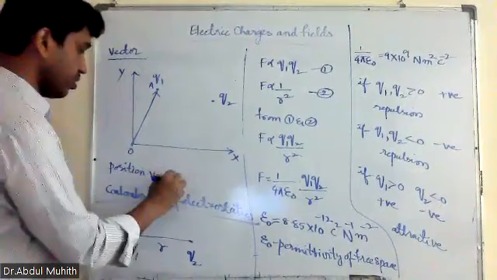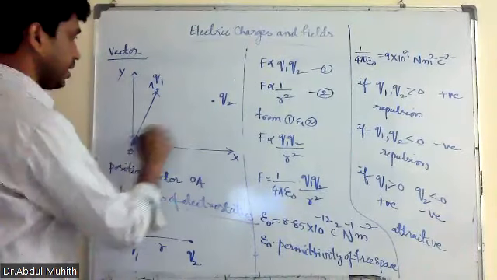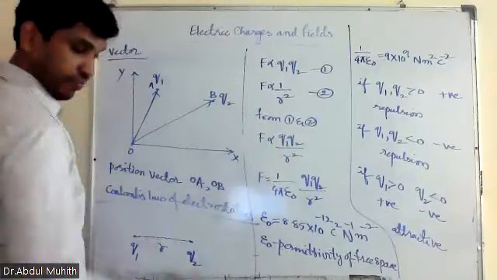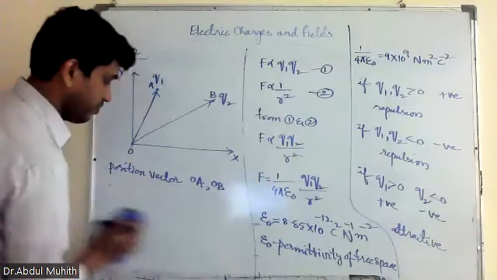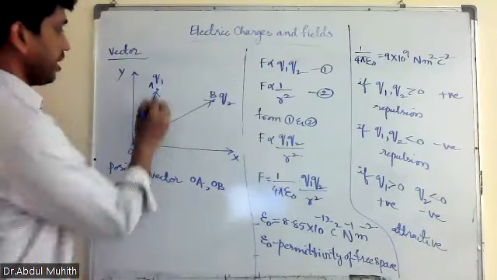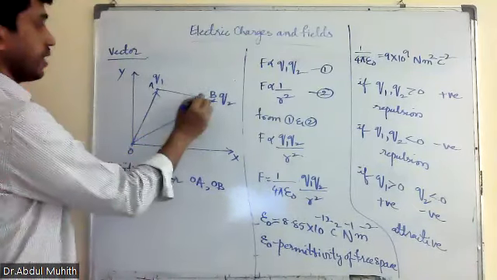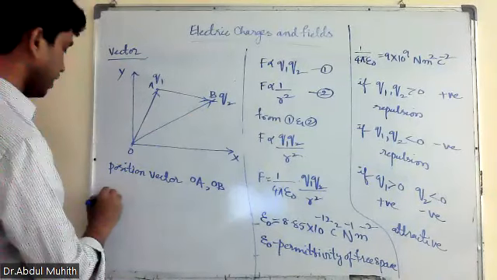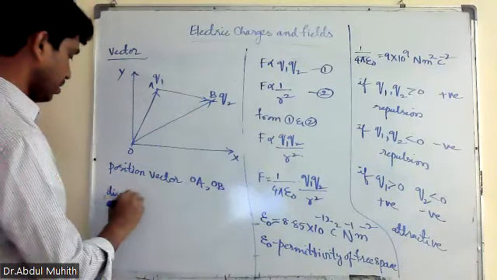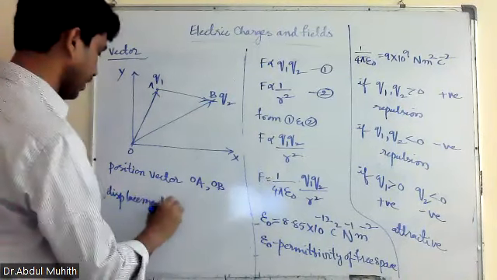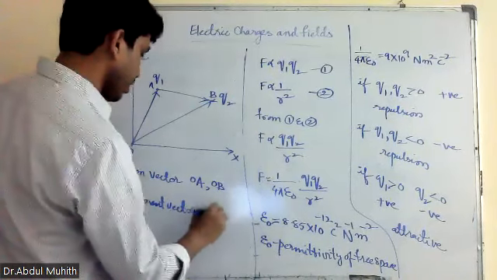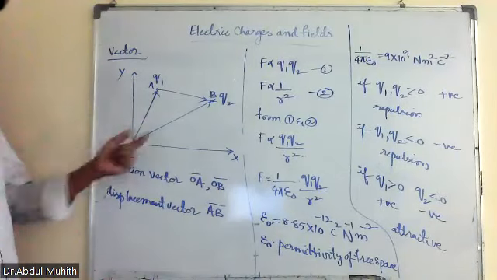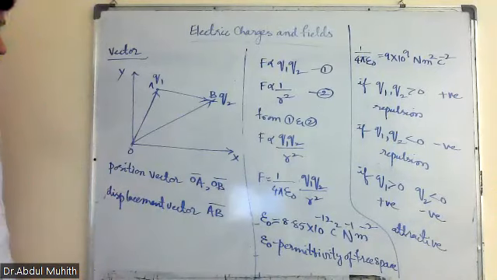What are the position vectors here? OA is the position vector, and the next vector is OB. Then this is the resultant vector, AB, the actual vector. AB is, we can say, the displacement vector. This was taught in grade 11, hope you remember. So OA is the position vector, OB is the position vector, and AB is the displacement vector.